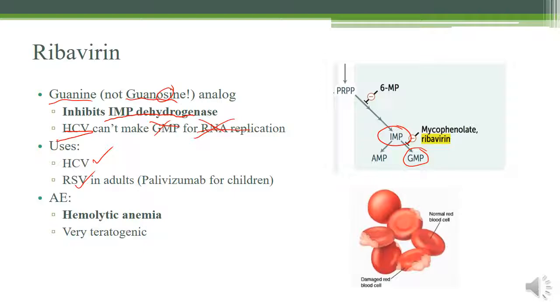RSV virus is not often seen in adults and is not often really dangerous in adults, but it is dangerous in children. Ribavirin is not really used in children because it's actually really bad for them. What ribavirin can do is cause hemolytic anemia, and it can often be teratogenic, so you don't want to give it to pregnant women or kids that are too young. So with a lot of the kids, what we may consider giving them is palivizumab, which is a monoclonal antibody, instead of ribavirin.